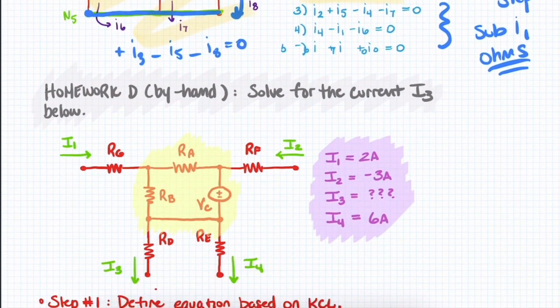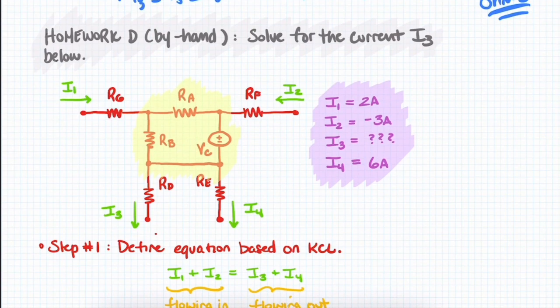All right, let's take a look at another example here. We want to solve for the current I3 below. Now, we're getting into a slightly more complicated looking circuit. We have 1, 2, 3, 4, 5, 6 resistors and a voltage source. And we want to solve for I3. Now, there's a hard way of doing this. You could go and solve for all the node voltages and go forth in that way.